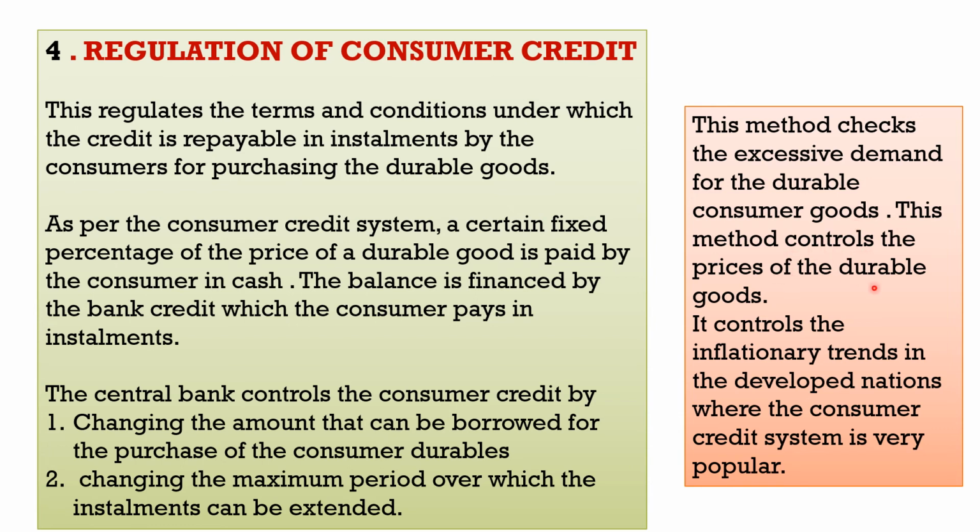This method controls the prices of consumer durable goods, right? How does it control the prices? The interest will go high. If you will be giving more and more installments, the ultimate price money will increase. It controls the inflationary trends in the developed nations where the consumer credit system is very popular. In the developed countries, there's a very common feature to get the goods home and get them on credit. So the inflationary trends are very well checked in these countries by the regulation of consumer credit.